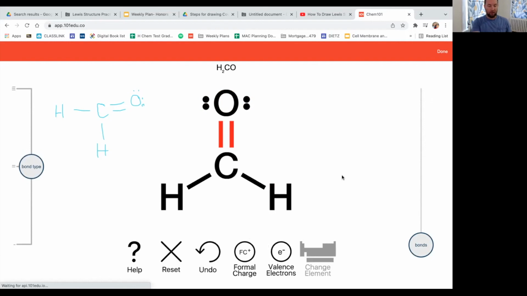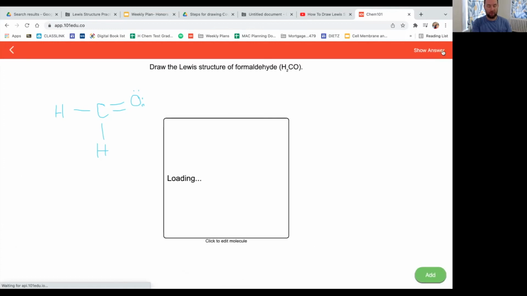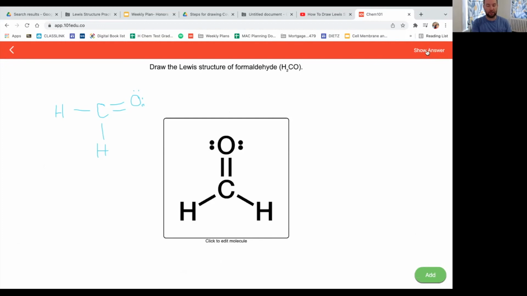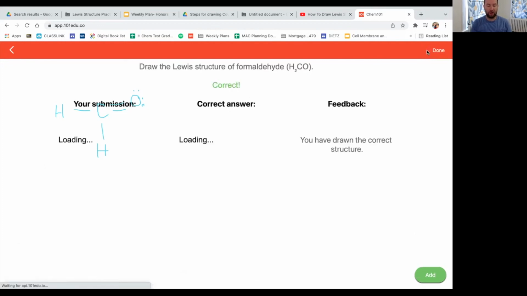So now, if I look at my drawing, I had 2 hydrogens bonded to a central carbon, which was then double bonded to an oxygen with 2 lone pairs. That's exactly what I wanted. I'm going to click done. First it's going to load in the drawing that I did, and then I'm going to do show answer. And it's going to show me that I have drawn the correct Lewis structure. And I'm done.